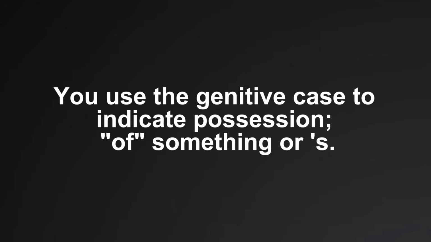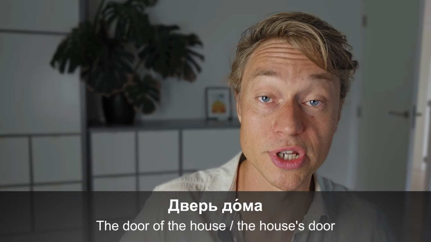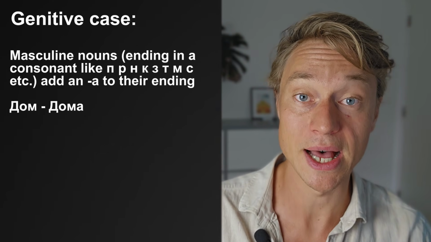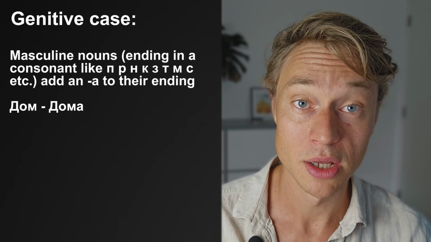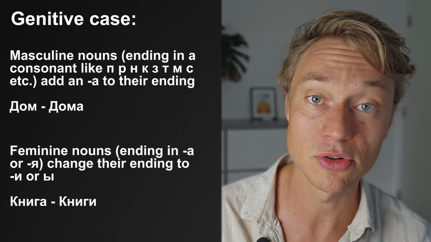So the genitive case means of. So it's basically just like in English, if you want to say, for example, the door of the house or the house's door, you say дверь дома. After the masculine noun, you just add an a, and that's it, дома. Then for feminine nouns, you change the a ending and turn it to I or ui.